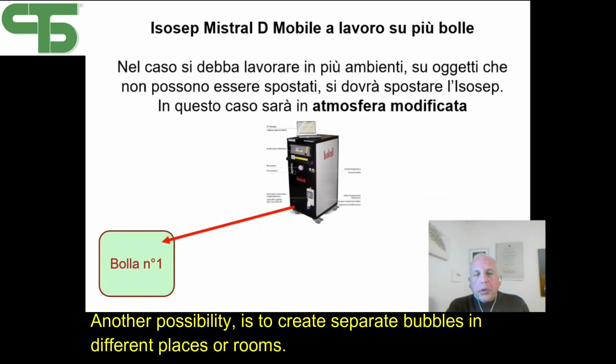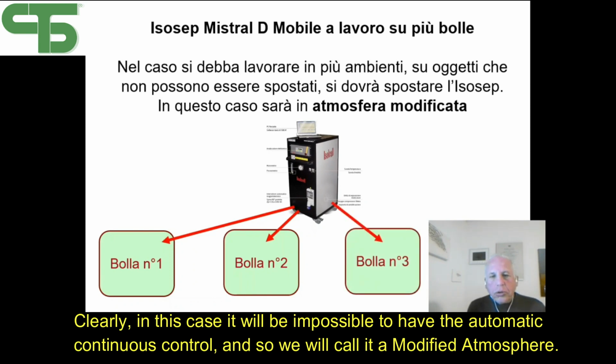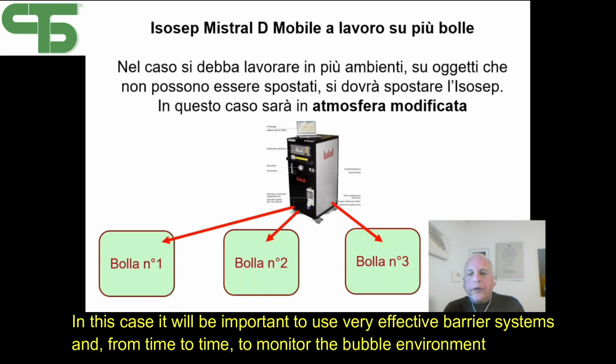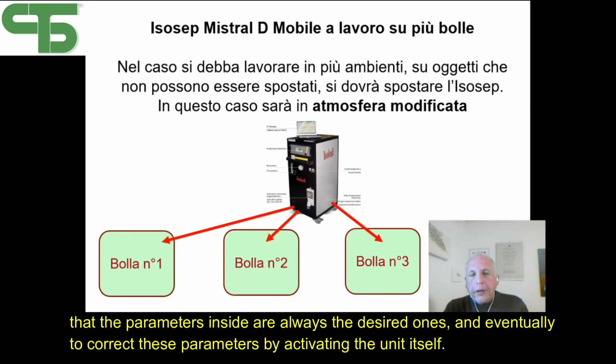Another possibility is to create separate bubbles in different places or rooms. Clearly, in this case, it will be impossible to have the automatic continuous control, and so we will call it modified atmosphere. In this case, it will be important to use a very effective barrier system and from time to time to monitor the bubble environment by moving the machine to the various bubbles room by room and connecting it to them in order to verify that the parameters inside are always the desired ones, and eventually to correct these parameters by activating the unit itself.